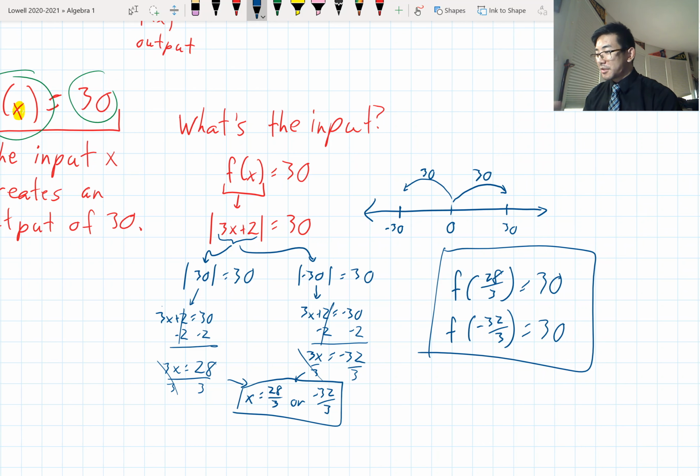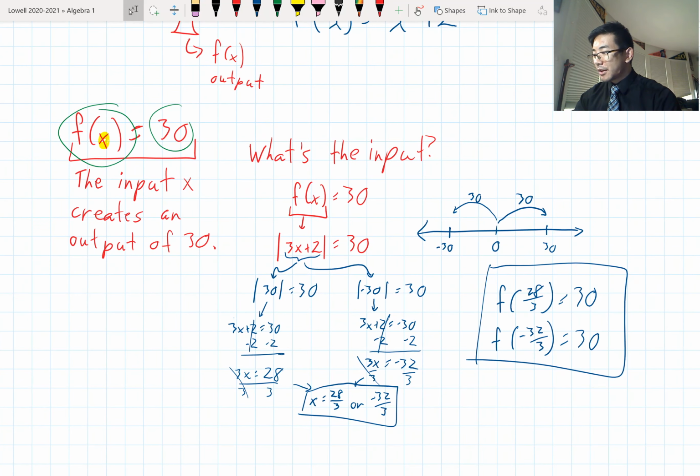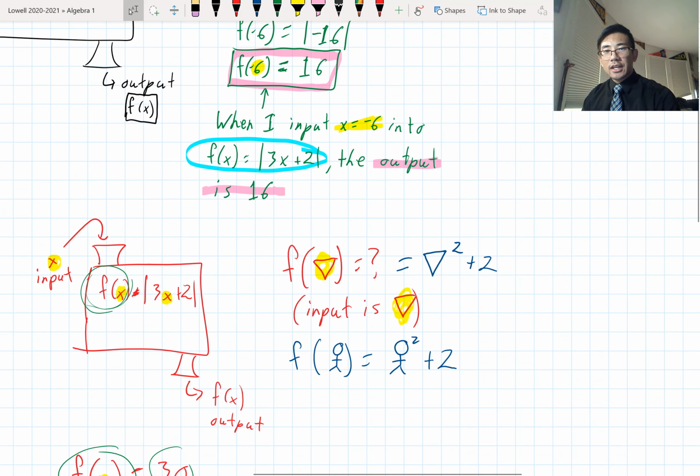Okay, so sorry, this one example got a little bit more interesting than I initially anticipated, so that's my bad for that. But hopefully this video helps clear up a little bit about how to read and how to use this function notation.